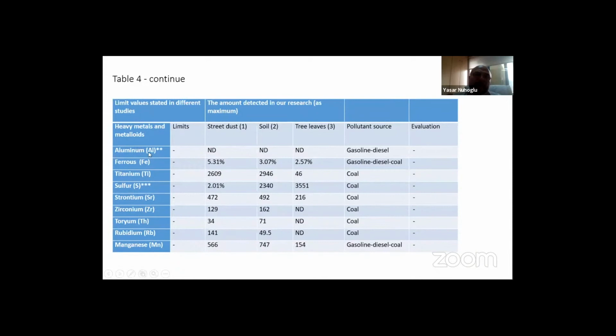And the other elements: aluminum, ferrum, titanium, sulfur, strontium, zirconium, thorium, rubidium, manganese. There are no limits in the Russian and German classifications and others. The concentration in street dust, soil, tree leaves, and pollutant source. For example, aluminum comes from gasoline and diesel automobile exhaust, ferrum from gasoline, diesel, and coal, and others.